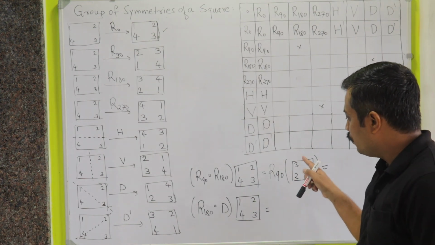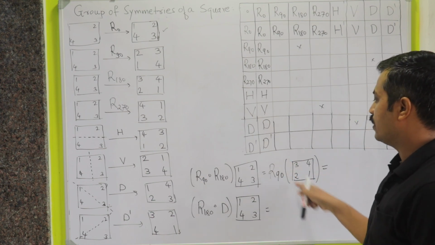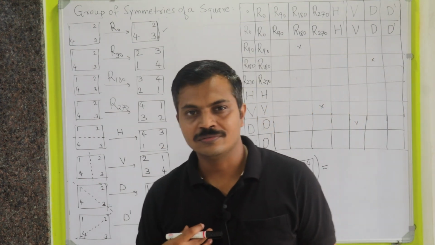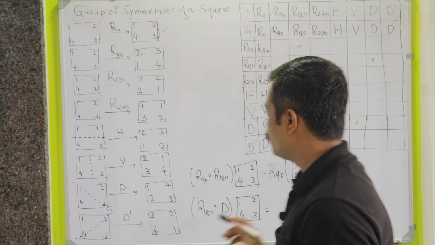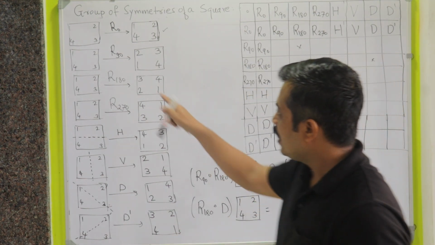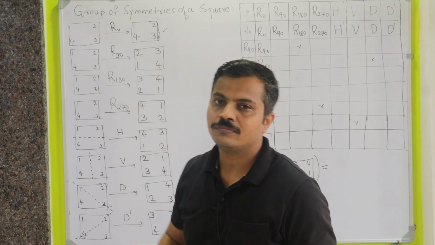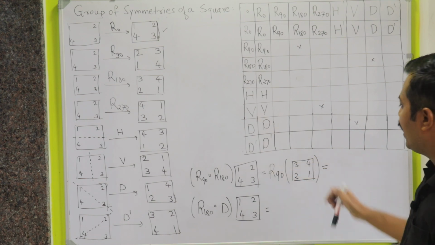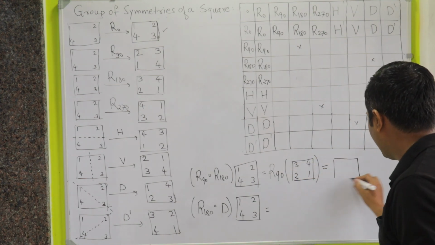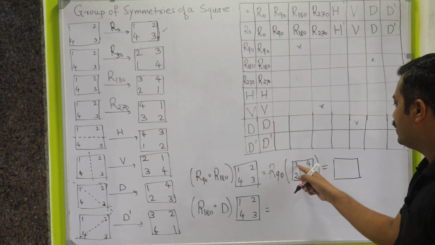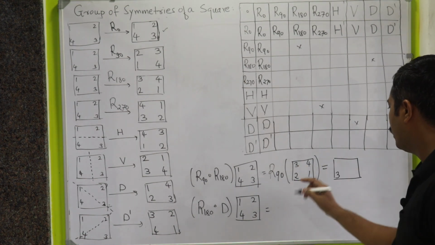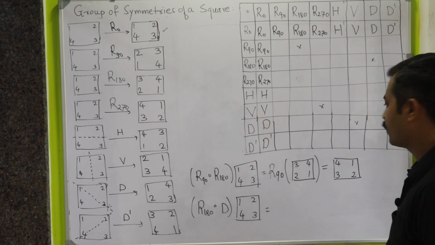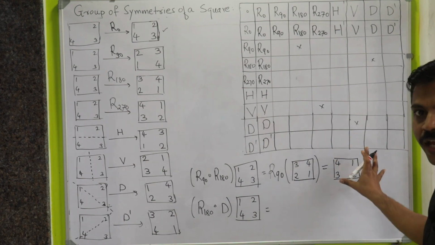Now we have to find R90 of this. In order to find R90 of this square, we have to do the calculations. Now what calculations do we have to do? What R90 says is, whatever square we have, you just rotate it by 90 degrees in anti-clockwise direction. So now we have to rotate this square by 90 degrees in anti-clockwise direction. So you will see that this 3 will come here, this 2 will go here, this 1 will go up, and this 4 will come here. So this square we will get.